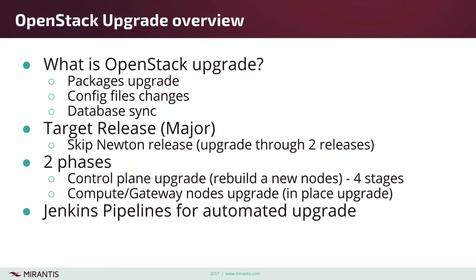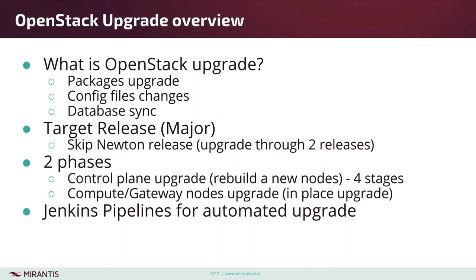So again, what we're targeting is a release to Ocata from Mitaka through 2 releases. We're going to do that generally in 2 phases. The first phase is going to be the control plane upgrade, and the second phase is going to be upgrading the compute or gateway node agents, meaning like network nodes for Neutron. Generally, we stage it that way for a specific reason, and that is because we can actually upgrade the compute and network gateway nodes independently of the control plane. So we can continue to use, for example, Mitaka-based compute node agents against a control plane running Ocata.